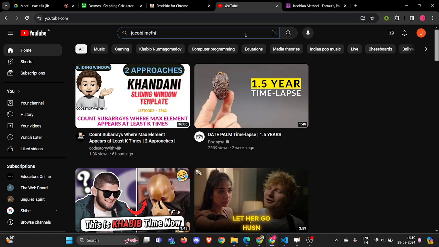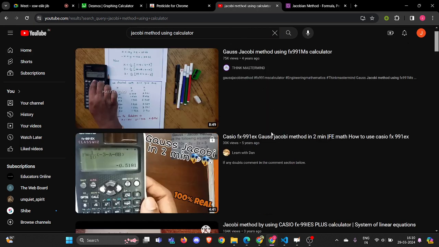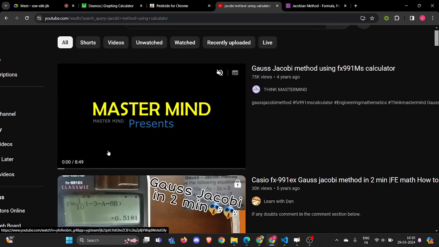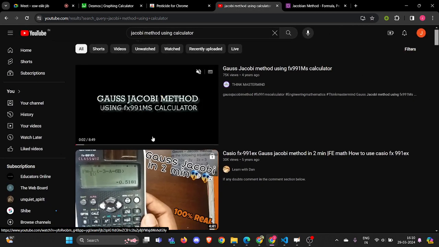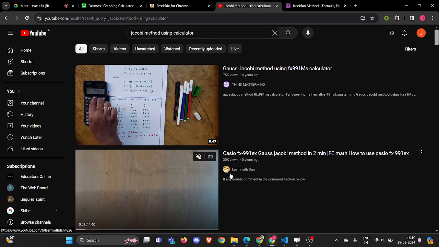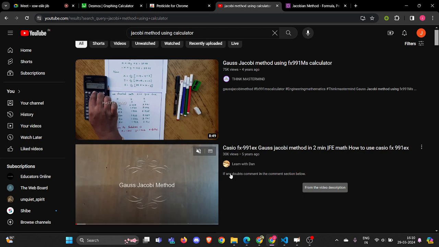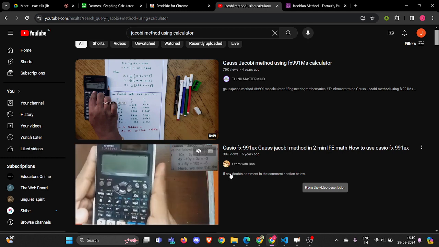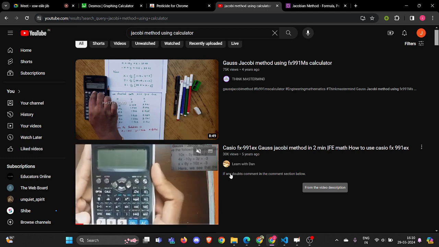Jacobi method using calculator. So you can see this. Someone is solving it, Gauss Jacobi method. He's solving these equations using his calculator. So if you are interested, you can see it. Yeah, I am interested. If there are 10, 12 equations and you have to solve them, it's not humanly possible. Even if you have a calculator, it's not possible for you. But using this Jacobi method, you can solve it out using the calculator.